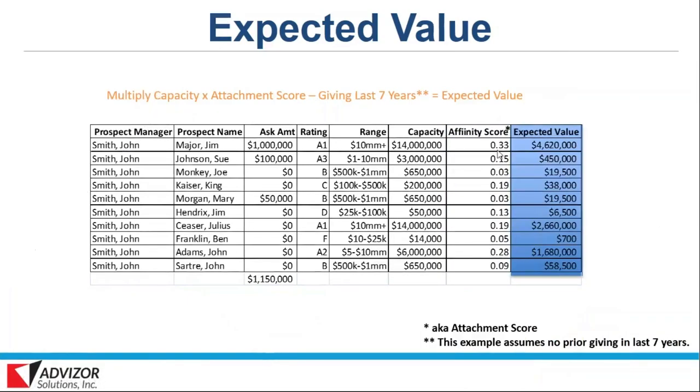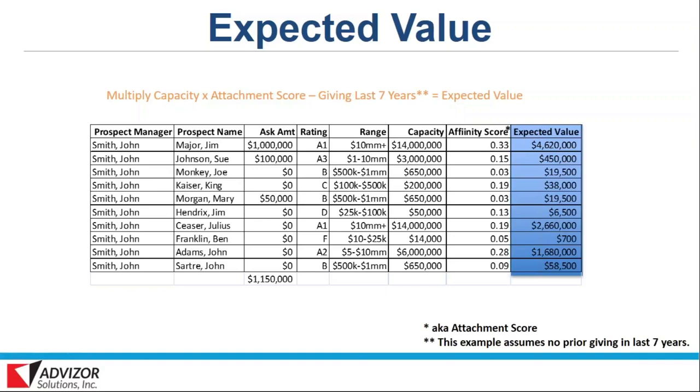So you multiply them together. 14 million times 0.33 is 4,620,000. High capacity, high attachment or affinity, high expected value. 6 million, 0.28, high. Here's 14 million again, but 0.19, so lower. So these numbers are what you would expect this person to give based on how engaged they are with you and what their capacity is.